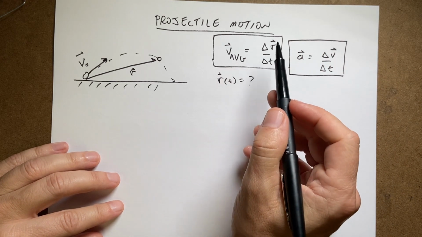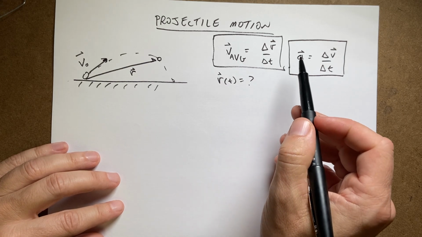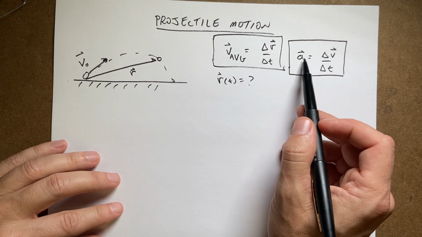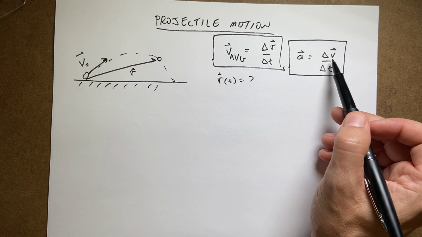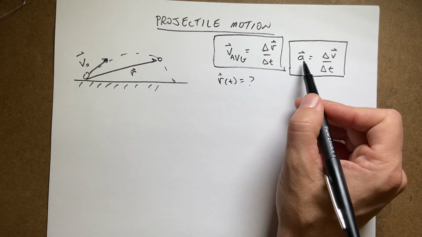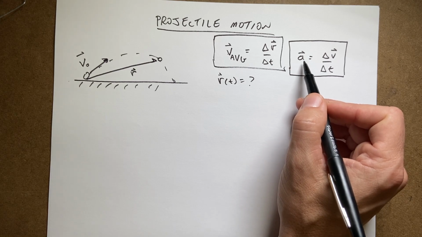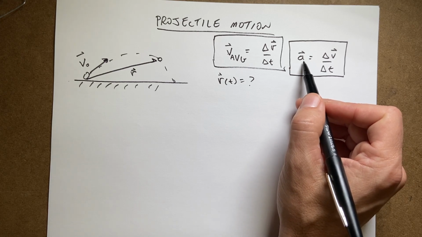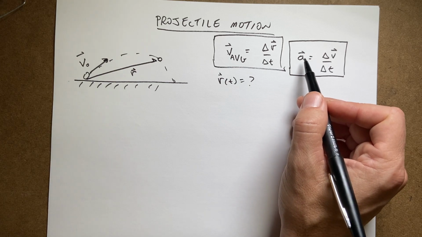Now we also have the definition of acceleration. The velocity tells you how your position changes. Acceleration tells you how your velocity changes. So it looks very similar. It's the change in velocity over the change in time, and so the change in position over the change in time. Now I don't have an average here because if the acceleration is constant, then the acceleration at the beginning, the end, and the average are all the same. So you don't need to put that. And that's what we're dealing with here.